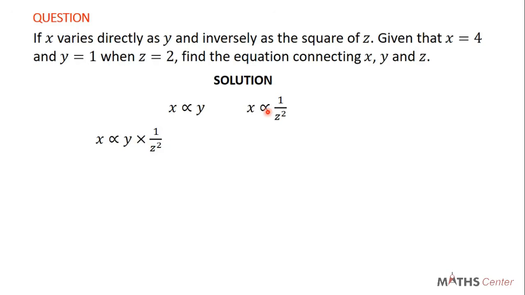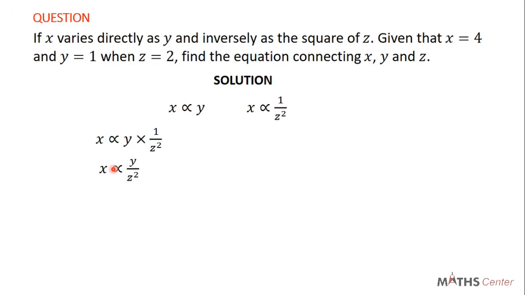So we have x here, you write one of them. We have the proportionality sign here. We also have the proportionality sign here. You write one of them. Then you combine y and 1 divided by z squared. That will give us y times 1 divided by z squared. And this will give us x is proportional to y divided by z squared.